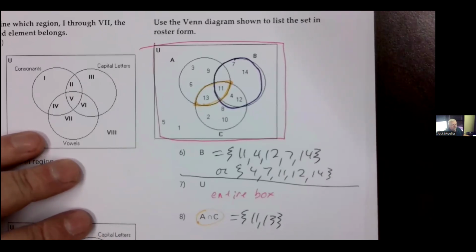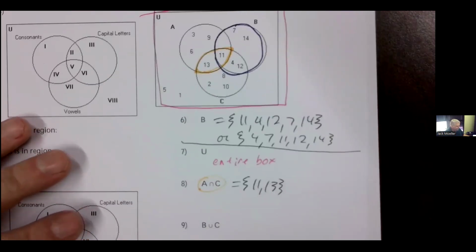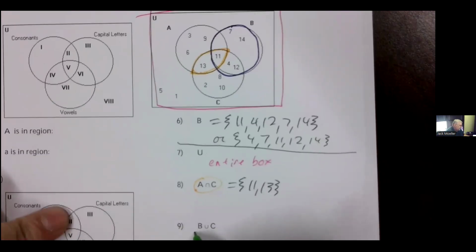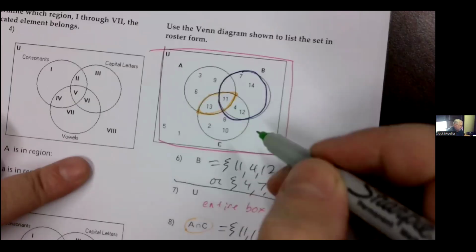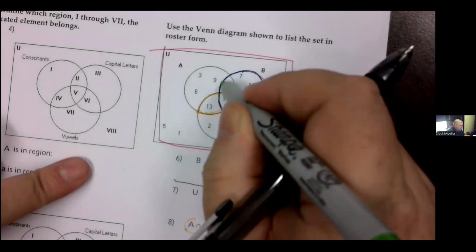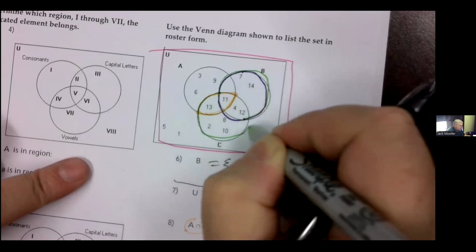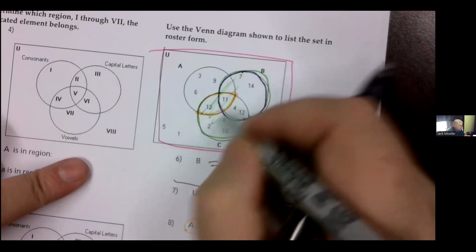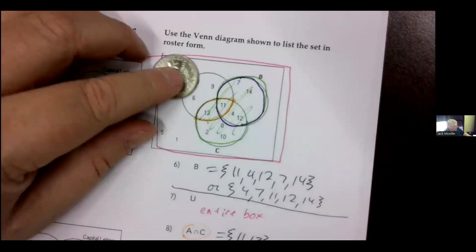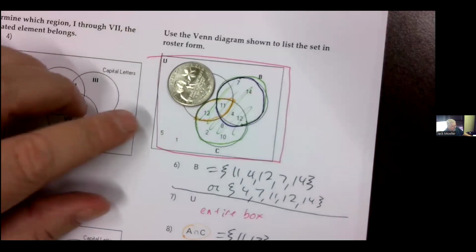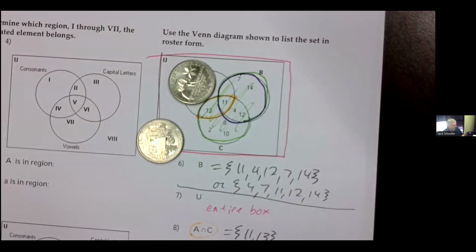Okay, so now B union C. Now we're doing union. Remember, union is everything in the sets. So B union C is everything in B as well as everything in C. It's like all of those circles. It's not the stuff that's just in A or B, and it's not the stuff outside B or C. So there's our B union C.